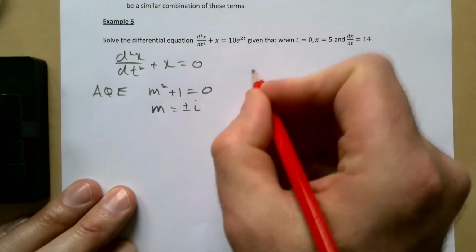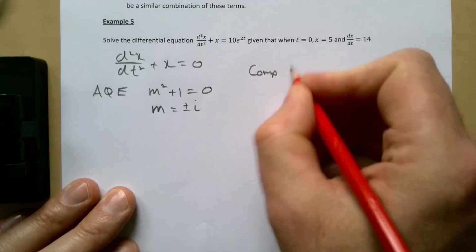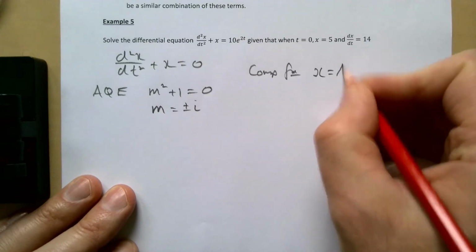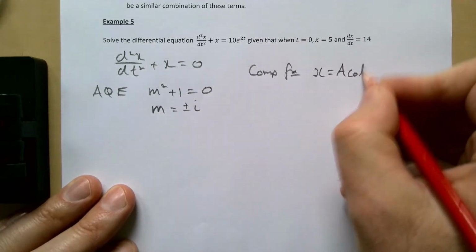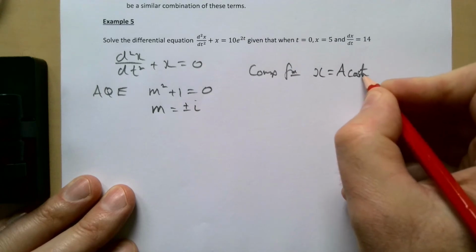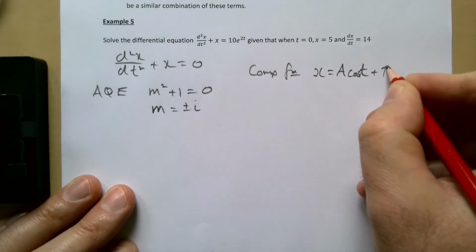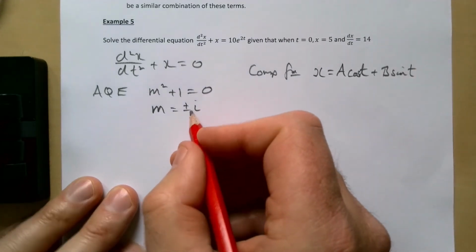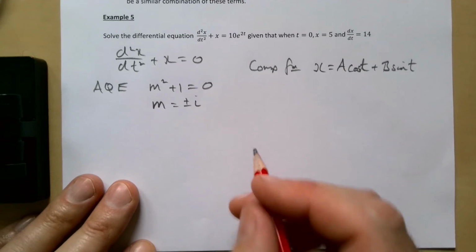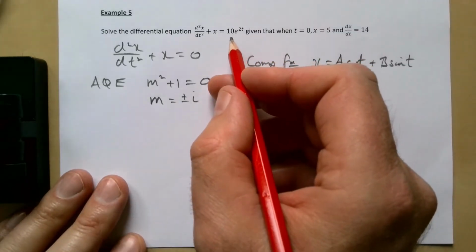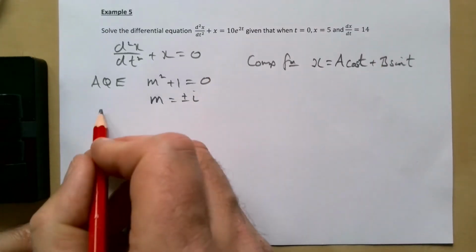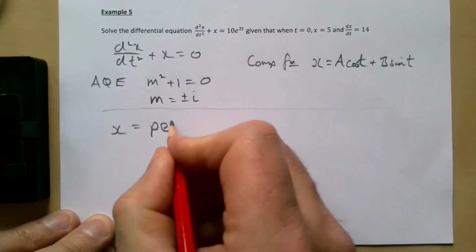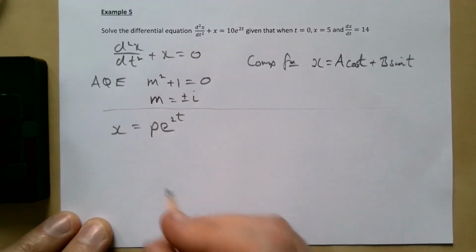So therefore our complementary function is going to be x equals a cos 1t plus b sine 1t, because this is a 1i here. Hope that makes sense. By observing the right hand side, we're going to let x equals p e to the 2t and see if we can find it from there.